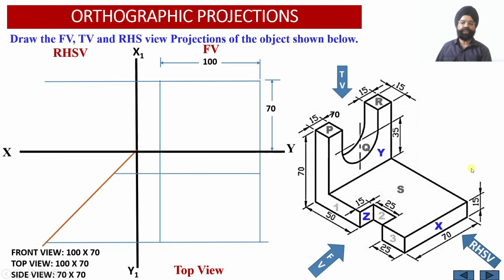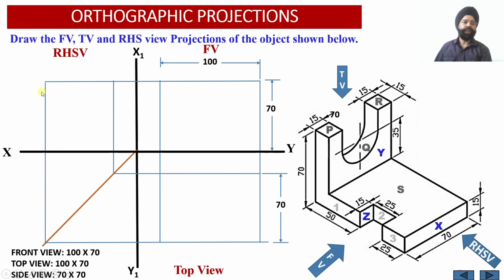Now the depth of the solid, we know this is equal to 70 millimeter. So this is the depth of the solid equal to 70 millimeter. So we have marked this depth equal to 70 millimeter, and this depth of the solid from the top view will now be projected onto the right hand side view using this transfer line. So using this transfer line, we have shifted this particular depth of the solid onto the right hand side view.